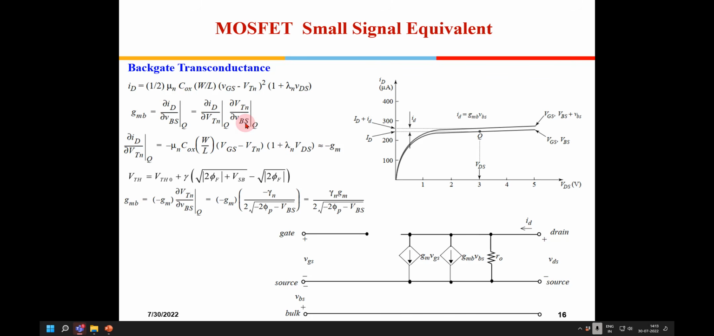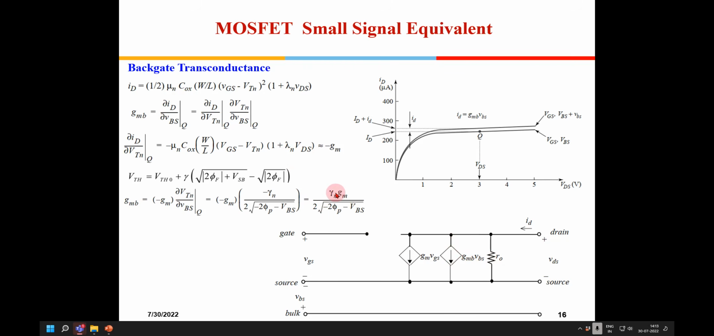So I get that VBS, I am going to cater for that VBS also. So I am doing the differentiation in 2 parts. So I get the value of GM as this particular equation. Okay, so this is the value of GMB. But generally the value of the GMB will be given.